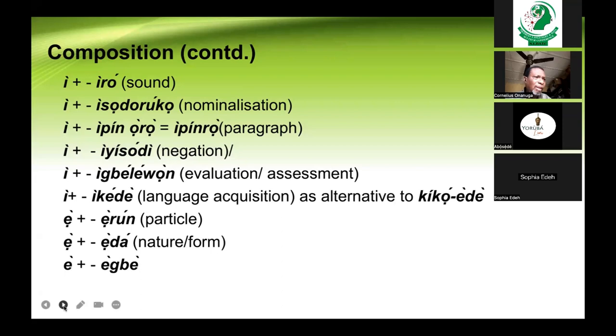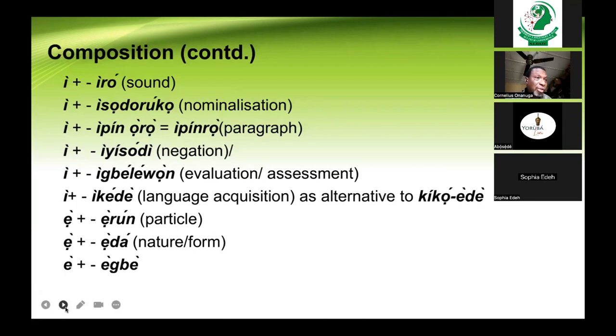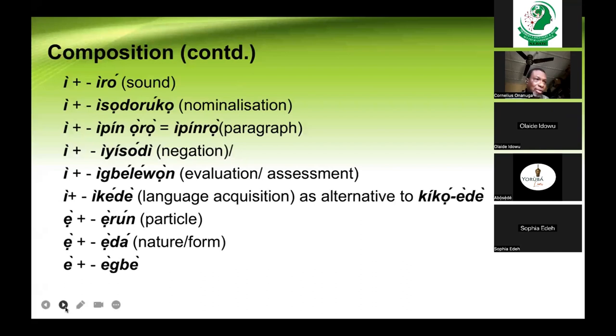Now we need to observe one thing. The ones with A and E, when they conjoin with similar root words, it may connote one other thing which does not exist originally in Yoruba language. E is used when you say, I mean, it's an abstract thing. Iyisodi, as opposed to Ayisodi. Ayisodi is the thing itself, the concrete noun, so to speak, as against Iyisodi, which is the abstract formation. Then we have E as in Erun, particle. E as in Eda, nature. E as in Igbe.